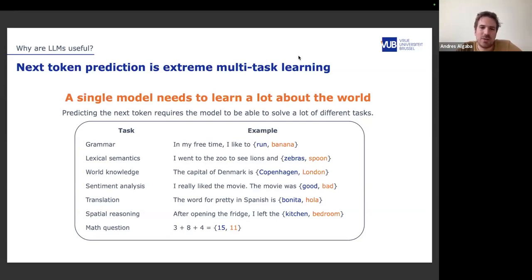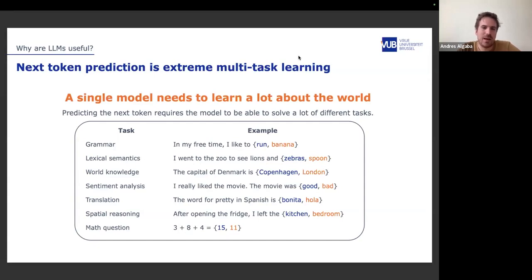Another one is "I went to the zoo to see lions and", well, both "zebras" and "spoons" could grammatically work here. But since lions are animals, and since the zoo often has animals on display and not spoons, "zebras" seems like the most likely next token. But again, it has to have some lexical knowledge, some lexical semantics, here.